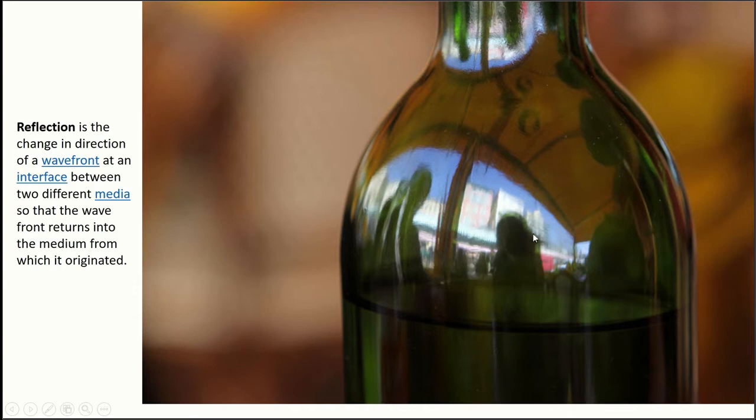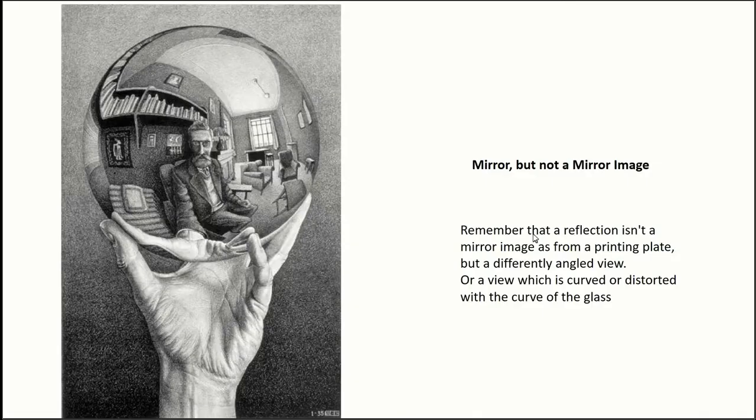So reflection is the change in direction of a wave front at the interface between two different media so that the wave front returns to the medium from which it originated. And then mirror, but not really a mirror image. Remember that a reflection isn't a mirror image from a printing plate. It's a very different angled view depending on what it is that you're looking at, and especially if it's curved or distorted with the curve of the glass.